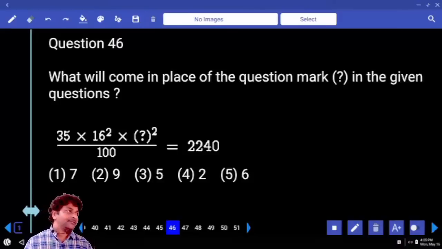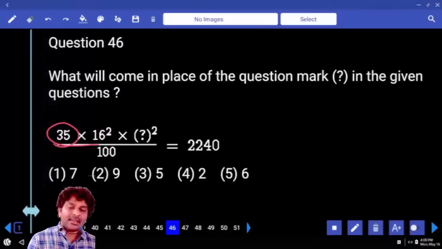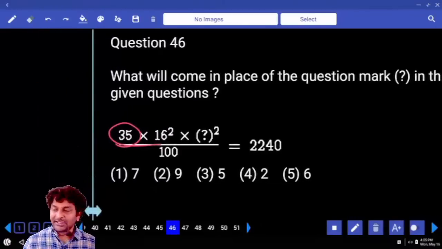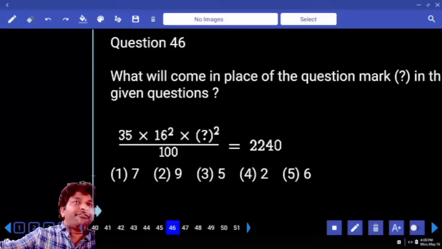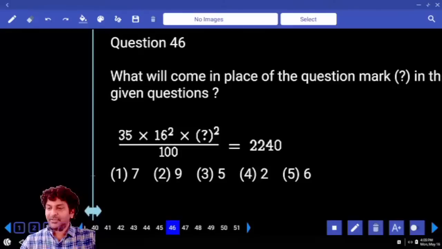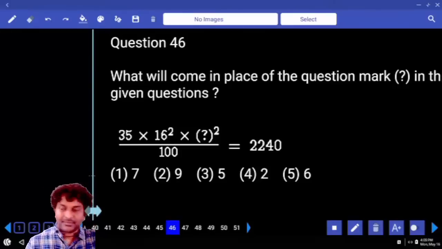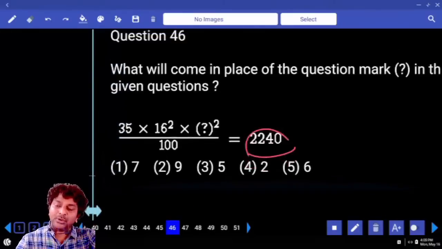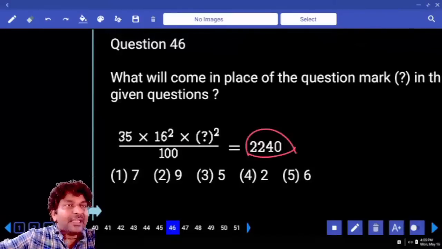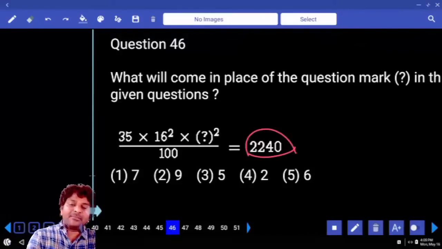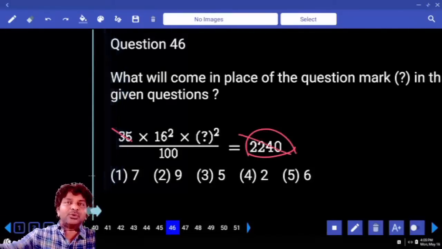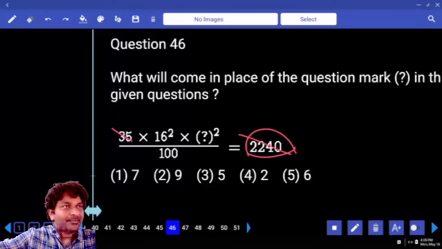Stop doing this method. Then, here, in 35, do you have 5 multiple? Do you have 5 square multiple? But you have 5 multiple, correct? Right hand side 2240 we have. Do you have 5 multiple? So 5 multiple in 35 and in 2240 gets cancelled? Yes or no?